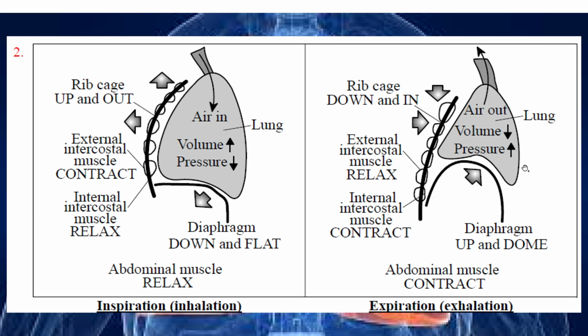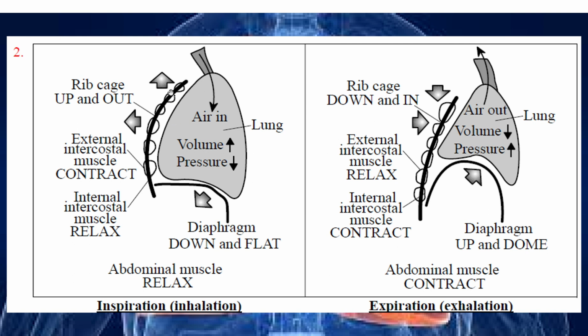How to push it out? This is exaggerated. The rib cage moves down and in, and the diaphragm moves up and becomes a dome, so the whole lung volume decreases, pressure increases, and the air will go out. This is exaggerated; actually, not that different.